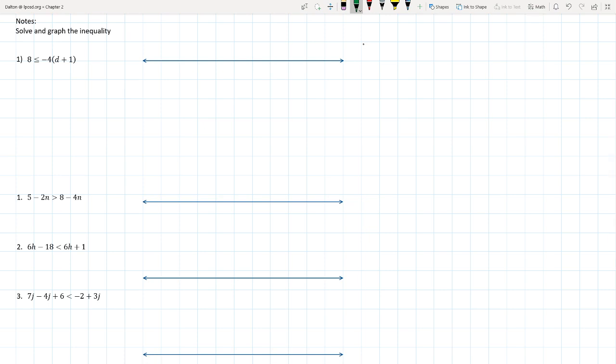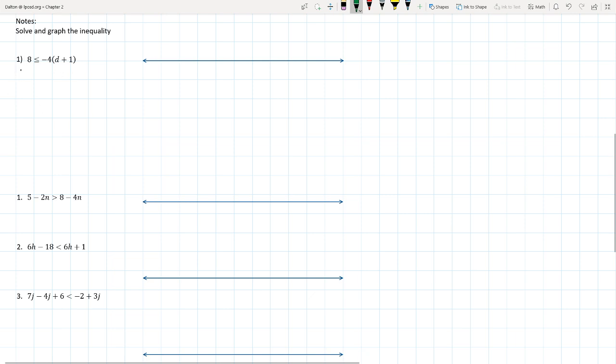This is the 2.4 notes. You will be solving multi-step inequalities. Your objective today is that you will be able to solve and graph linear inequalities. So looking at this, I'm going to take one approach, and if that works, awesome. If not, we can definitely change and adapt that. For some reason, my numbering got off right here, but we'll fix that as we go along.